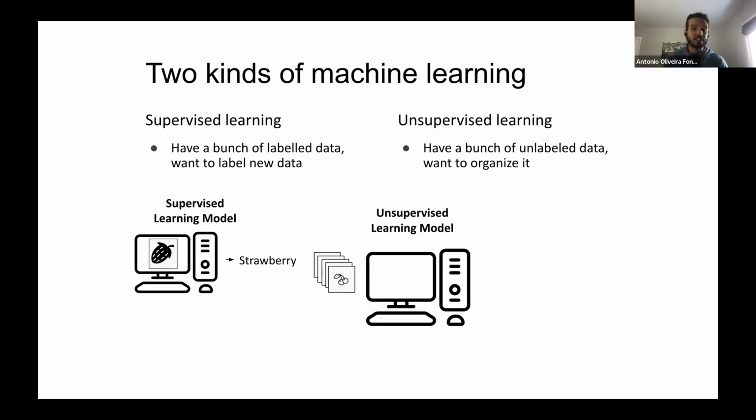But there are a couple of things that people have been trying, and they all fall in the category of unsupervised learning. For those that don't know what unsupervised learning is, the case is a little different. Now we have a bunch of unlabeled data. We just have the features, so we don't have labels at all about what each sample belongs to.